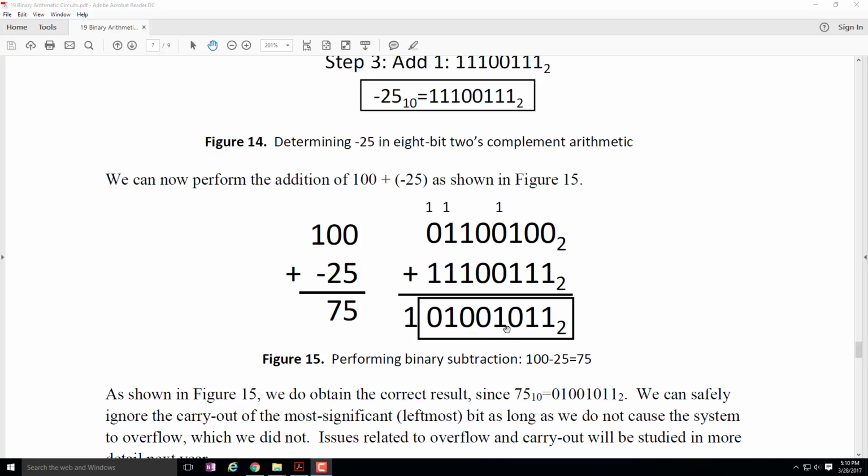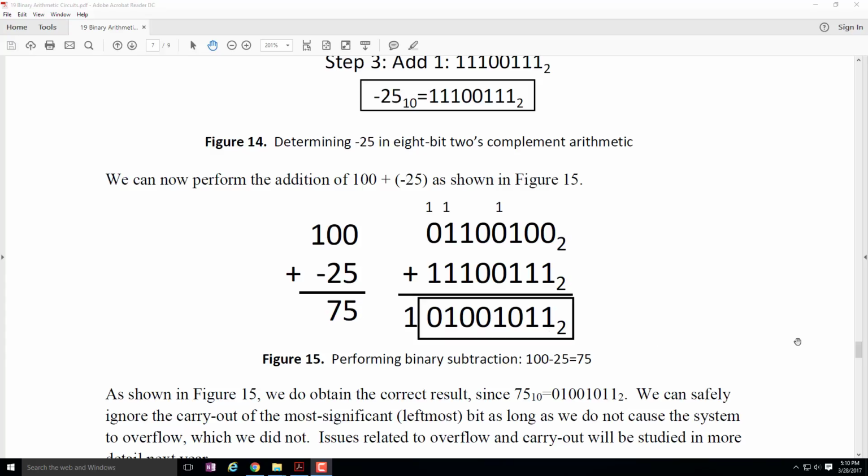So if we look here at what this number in the box represents, well, that number is a 75. Let's see, that's going to be a 64 plus an 8 plus a 2 plus a 1. That'd be 75. And so sure enough, 100 minus 25 yields 75. So we're feeling pretty good about this.